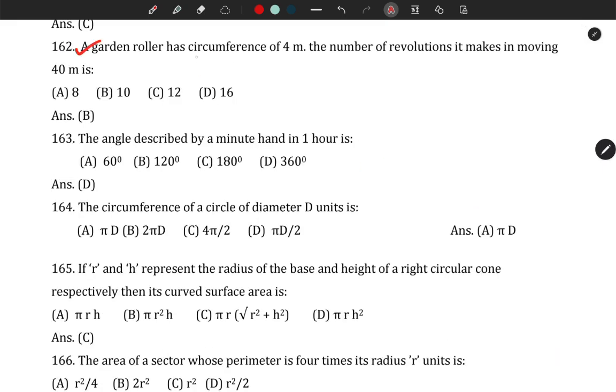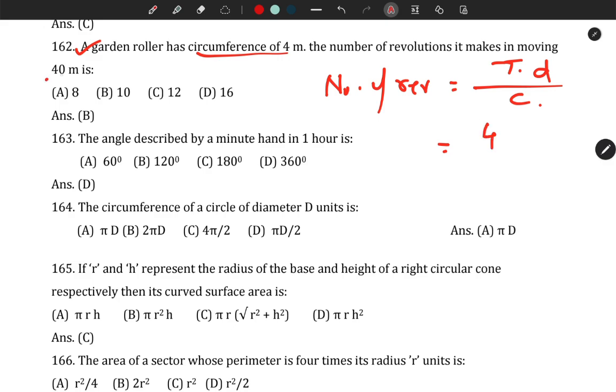Next question. A quadrant ruler has a circumference 4 meter and the revolution it makes. We have to find the number of revolutions. So number of revolutions will be equal to total distance divided by circumference. So total distance here is 40 meter and circumference is given 4. So if you cancel, it will be 10. So number of revolutions is 10.